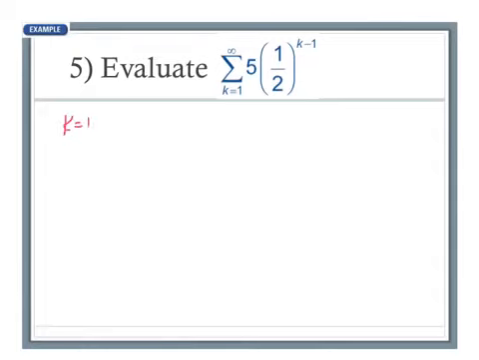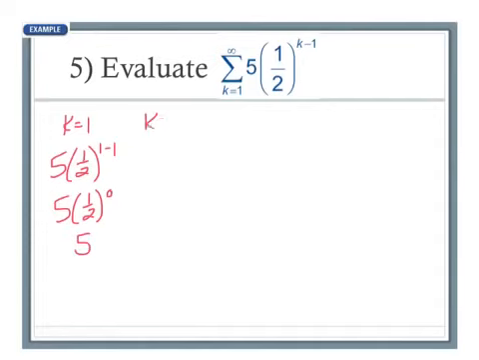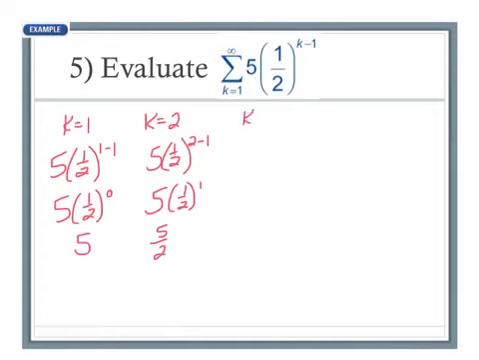So when k is equal to 1, I'm going to have 5 times 1/2 to the 1 minus 1, which is going to be 5 times 1/2 to the 0, which is just going to be 5. When k is equal to 2, I'm going to have 5 times 1/2 to the 2 minus 1, which will be 5 times 1/2 to the first, which is 5/2. Let's do one more. When k is equal to 3, I'm going to have 5 times 1/2 to the 3 minus 1, which is 5 times 1/2 squared, which is going to be, that's going to be 1/4, so 5/4.